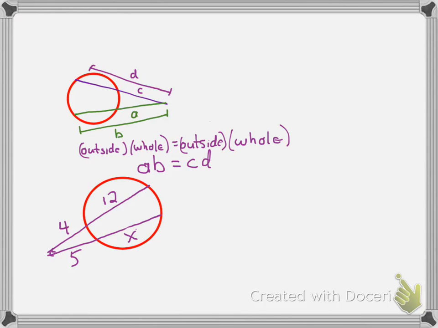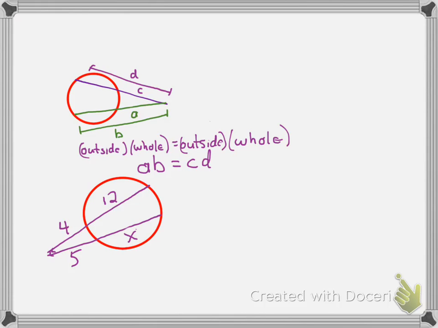That is, we're going to take the part outside of the circle, which at the top here in our diagram, the A, B, C, D on it, for the green segment, the part outside is the letter A, or the variable A. For the purple segment, it's the letter C. And we're going to multiply those times the whole length of those segments, which are B and D. We'll set outside times whole equal to outside times whole.